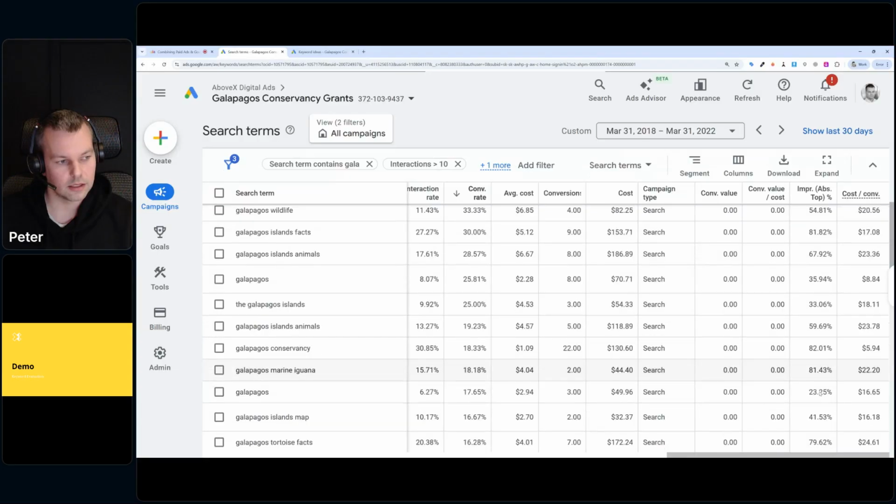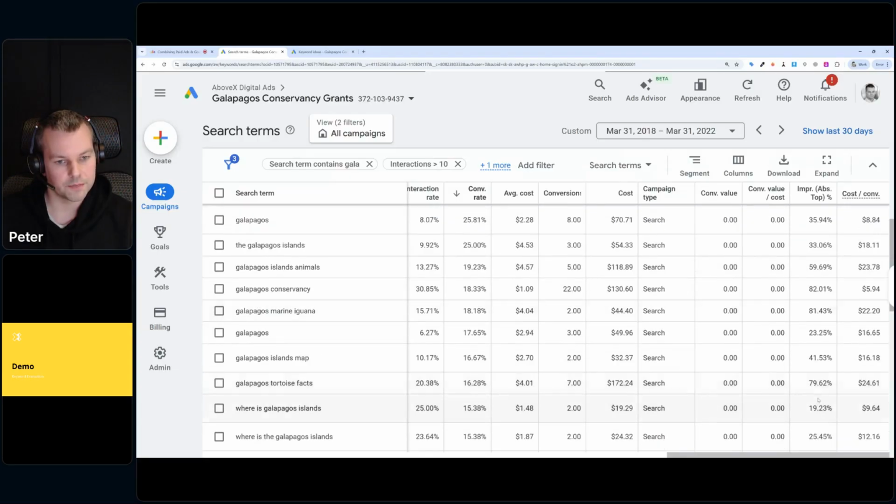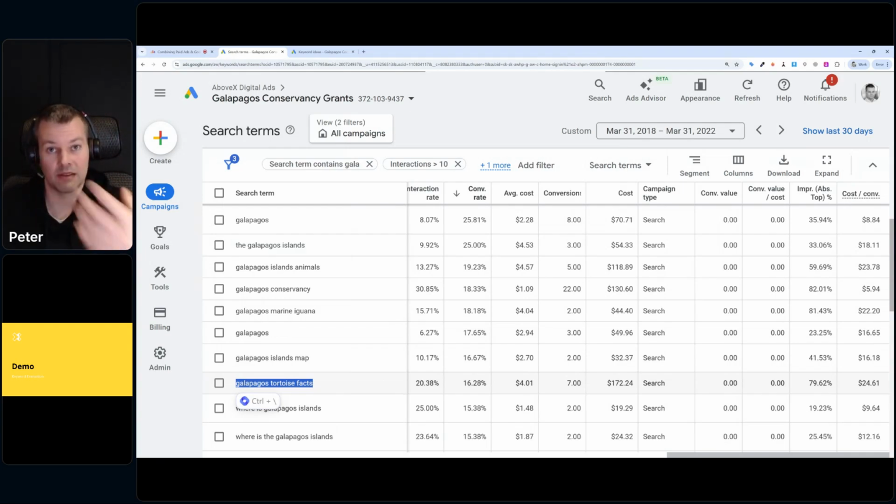So let's look further. For instance, this one. And that's a more specific keyword, Galapagos tortoise facts, and that's what they do, right? They do animal protection on the island of Galapagos. So we have the animal element here. We have the location element here. So these are probably searched by people who have genuine interest in protecting wildlife and animals on this island. So that's a good keyword in terms of relevancy.